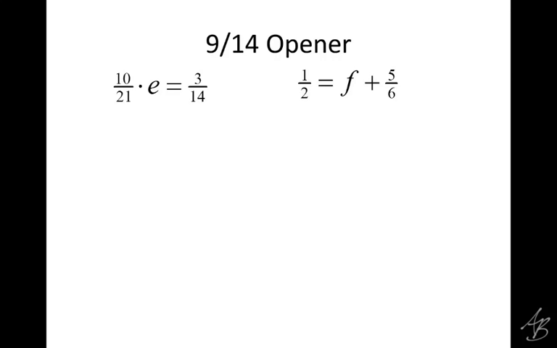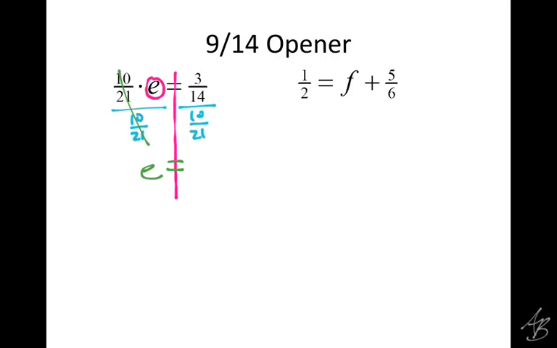What do we need to do to get rid of the 10 over 21 here? I heard somebody say it. We're going to need to divide, right? So this is 10 21st times e, so the opposite of multiplication is division. So we divide by 10 over 21. And on the left side we get e by itself. On the right side we have division, but we can't divide fractions, so what are we going to do?